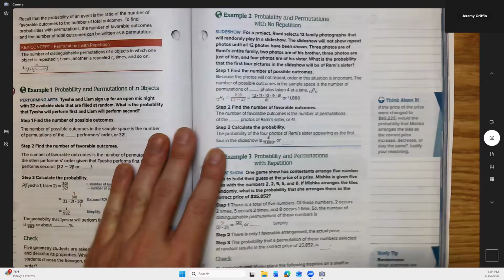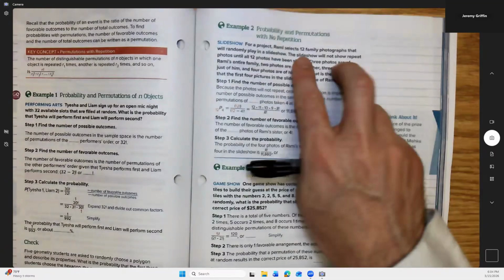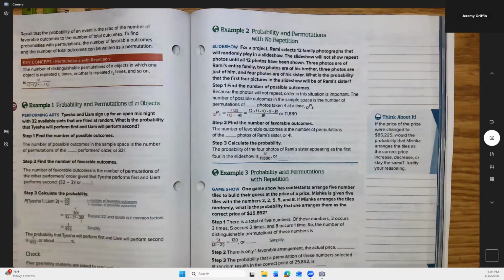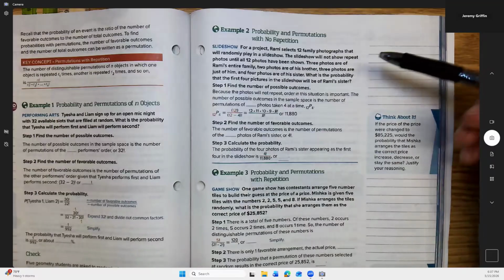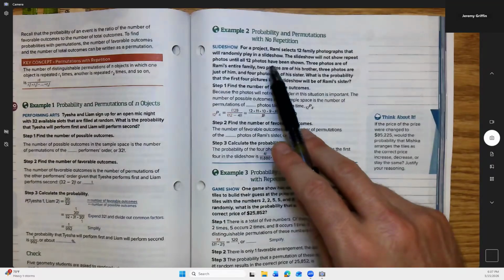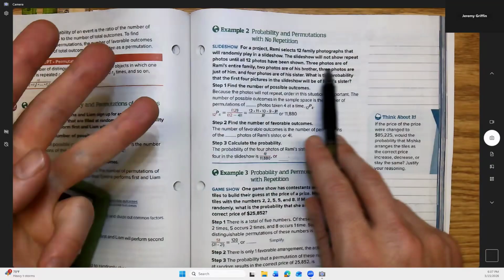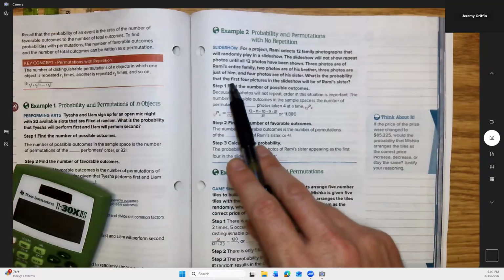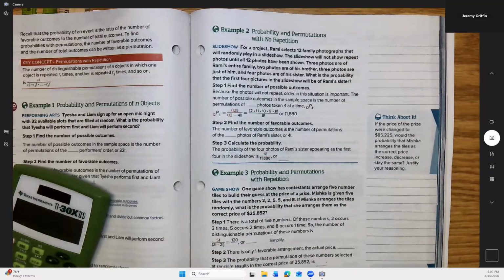Next one. Example 2. For a project, Rami selects 12 family photographs that will randomly play in a slideshow. The slideshow will not repeat photos until all 12 photos have been shown. The photos are of Rami's entire family, with 2 photos of the brother, 3 photos just of him, and 4 photos of his sister. What's the probability that the first 4 pictures in the slideshow will be of Rami's sister? And there are 4 photos, right?